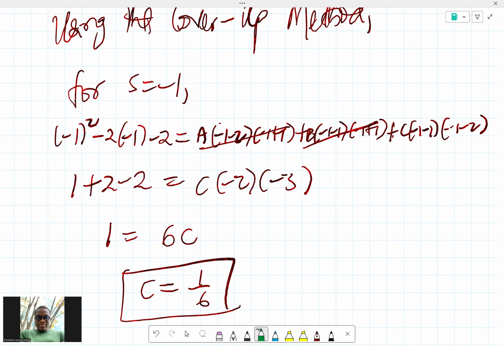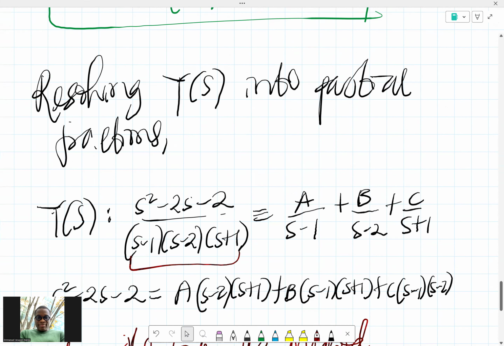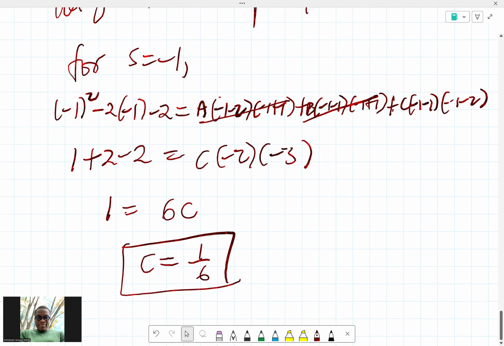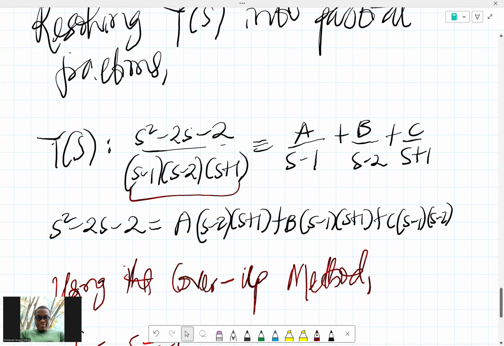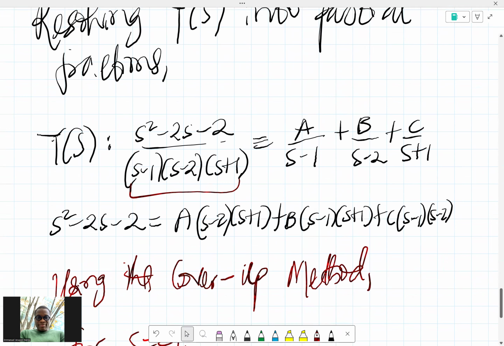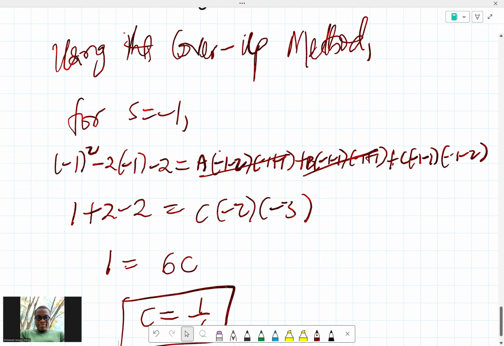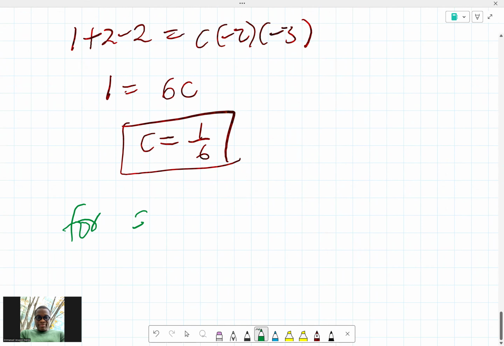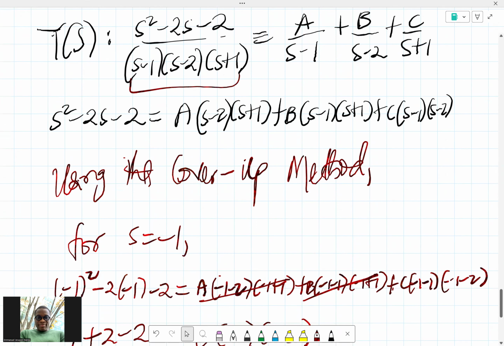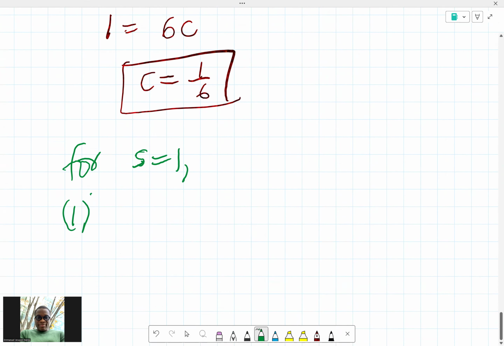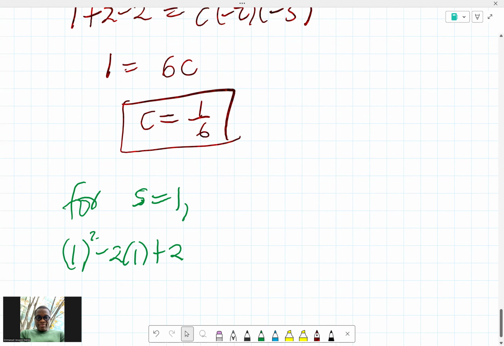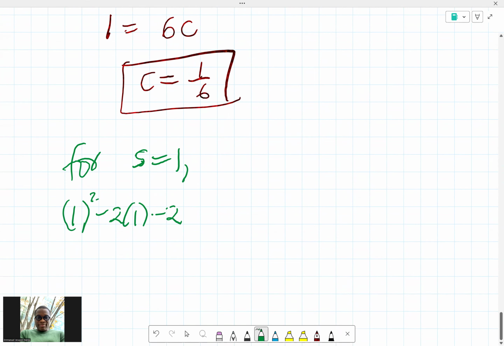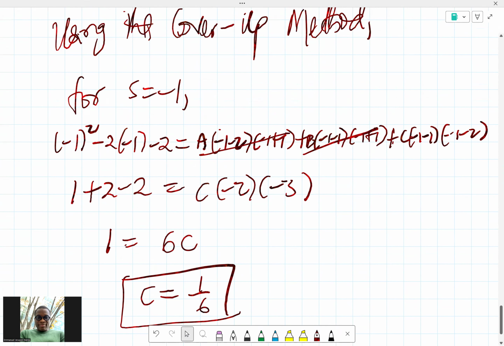Then next, we've used minus 1 already. Then we can use 1, all right? If we use 1, we can get rid of anywhere there's s minus 1. So for s equals 1, on the left-hand side, we have 1 squared minus 2 into 1 minus 2, right? Oh, I mean, it's minus 2 still. So that's minus 2, right? Yeah, that's minus 2.